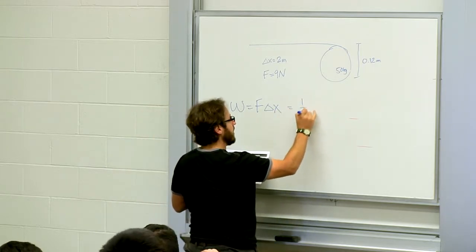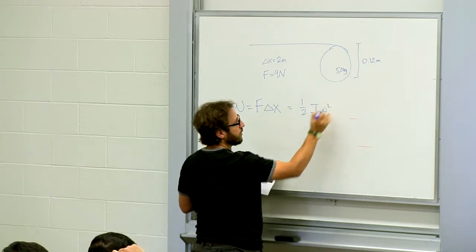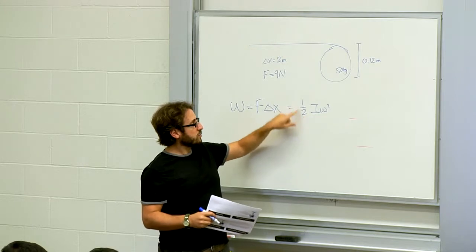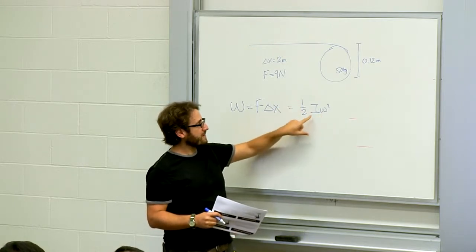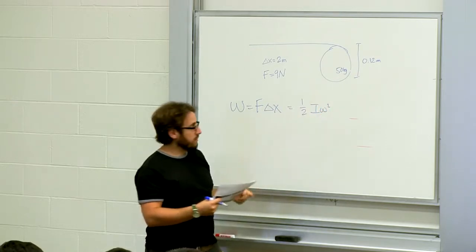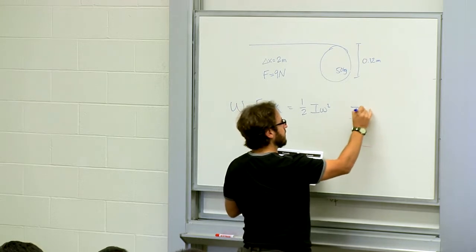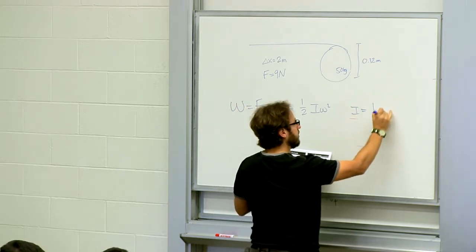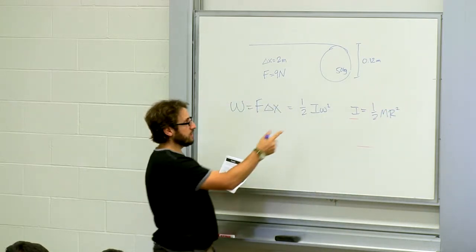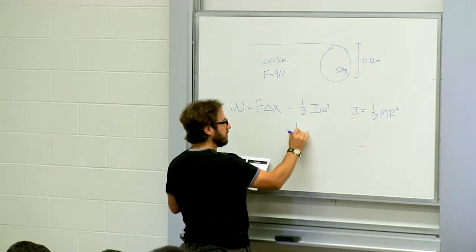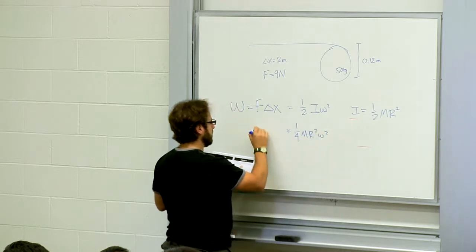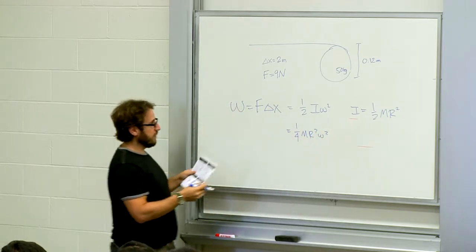Well, that's 1/2 I omega squared. Right? This is the kinetic energy of rotation. Just like kinetic energy of translation is 1/2 mv squared, here we have rotation is 1/2 I omega squared. Rotational mass, rotational velocity. Okay, and if we look up what I is for this kind of thing, 1/2 mr squared. Okay, we can just plug that in here, right? So then we can just solve.